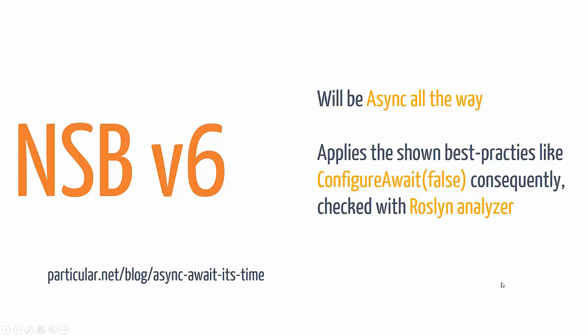We applied the async all the way up and down best practice as well in the NServiceBus V6 codebase. We also applied the other best practices like ConfigureAwait false consistently throughout the codebase of NServiceBus V6. And we also have a Roslyn analyzer written by us, which checks that everywhere we have an await statement, we essentially write this ConfigureAwait false. I will be linking the Roslyn analyzer in the show notes so that you can have a look at this analyzer and maybe also use it in your project.